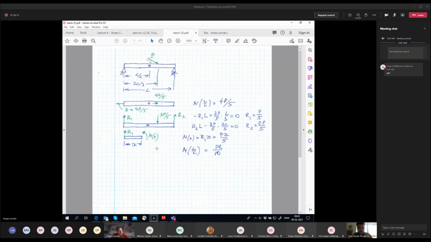And then I'm interested in the moment acting in the middle. So it's the moment acting at L half. So I substitute here, instead of x, L half, and I have PL divided by 10. Any questions about it? So you can do it yourself.